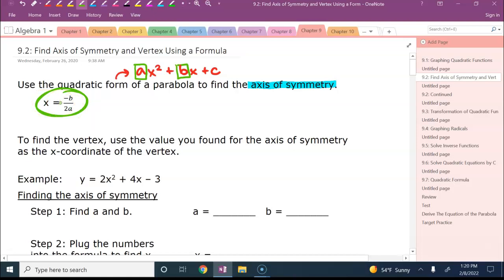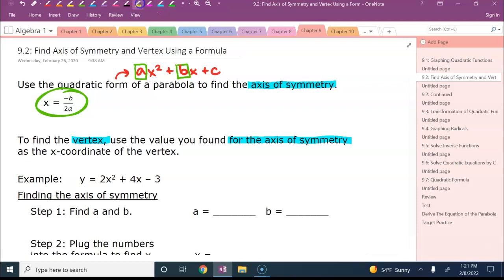Now in order to find the vertex, you're going to take that x value that you found for the axis of symmetry and plug it into our equation to help us find the y value. So the axis of symmetry is going to give you the x coordinate of your vertex. And then once you have that, you're going to plug it into your equation to help you find your y, so that you can see that coordinate x comma y for that vertex point.